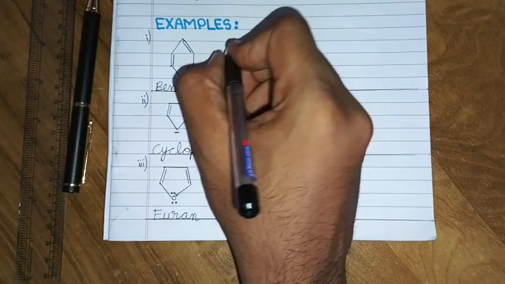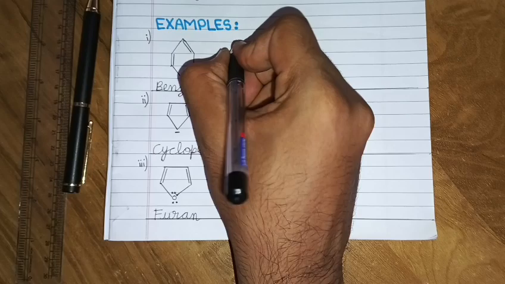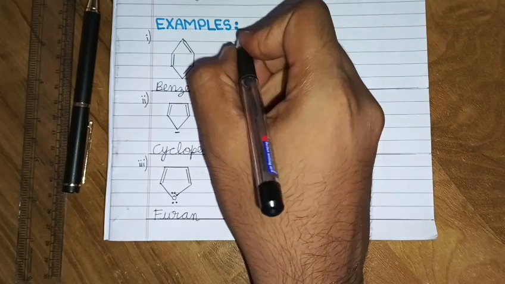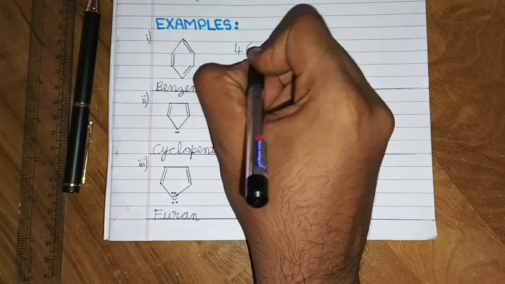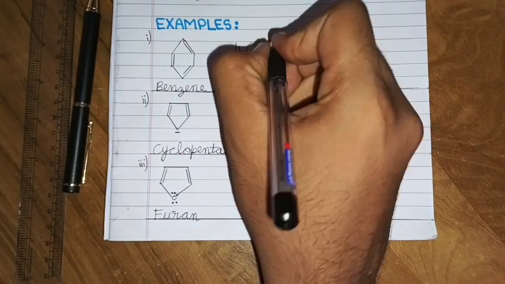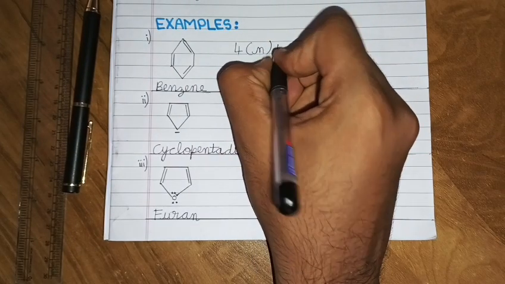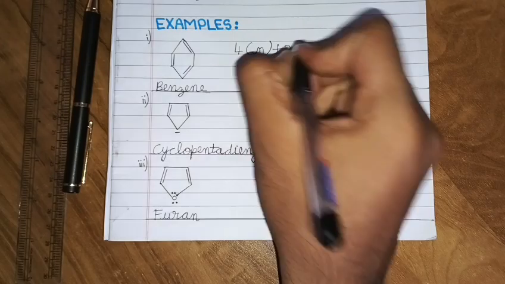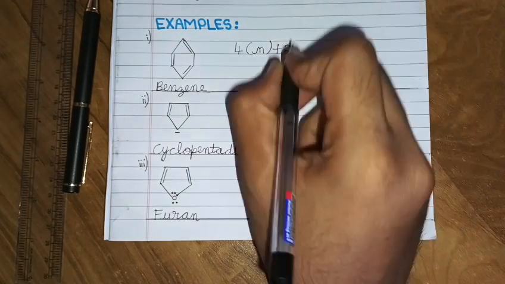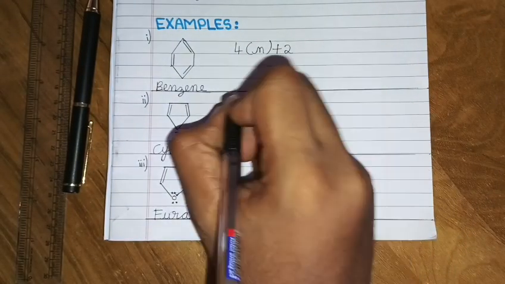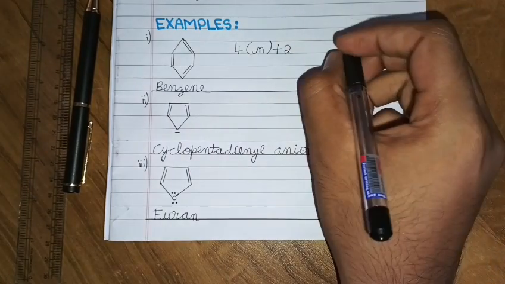So we are having a benzene ring here. Inside the benzene ring, we can see three bonds. They are called pi bonds. Okay, and each pi bond has two pi electrons. So the main formula here is 4 into n plus 2. This is the main formula.